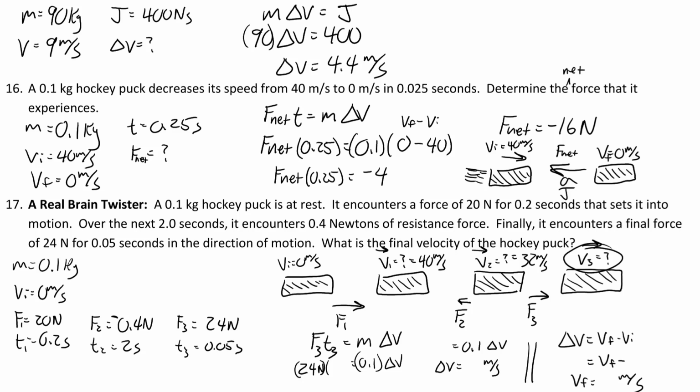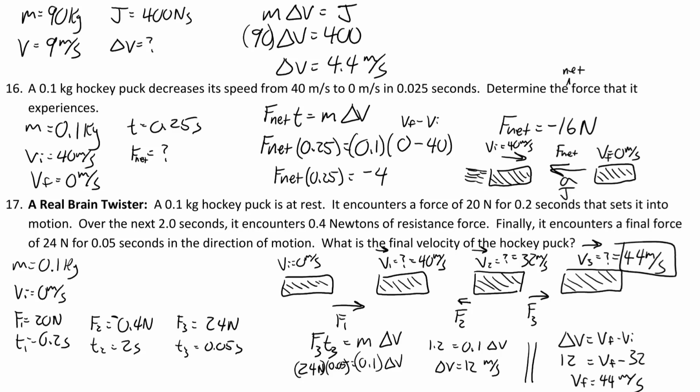So this is times 0.05, and you get 1.2, and then 1.2 divided by the mass is 12 meters per second. So you changed your velocity by 12 meters per second. It was 32 meters per second. So now you add it and you get 44 meters per second in the positive direction. So that is the final answer because it's asking what is your final velocity. And there you go. That was a lot of work.